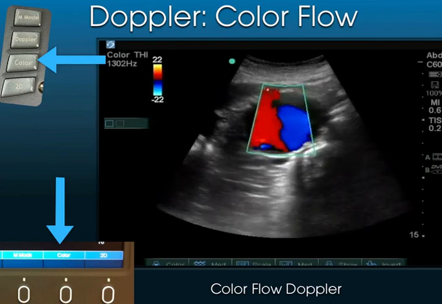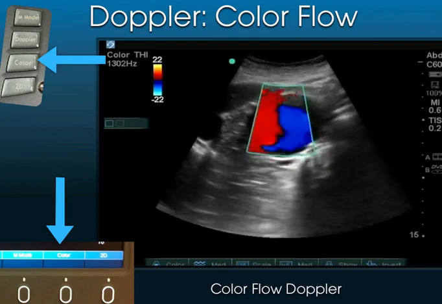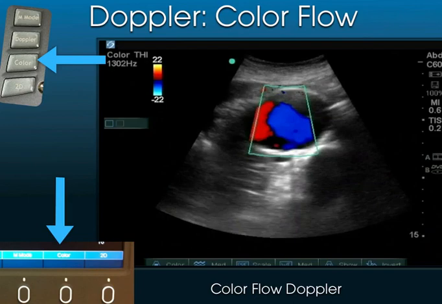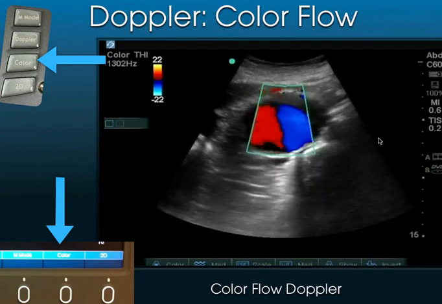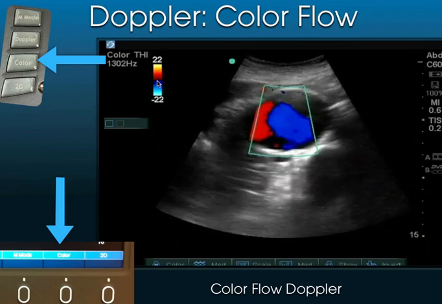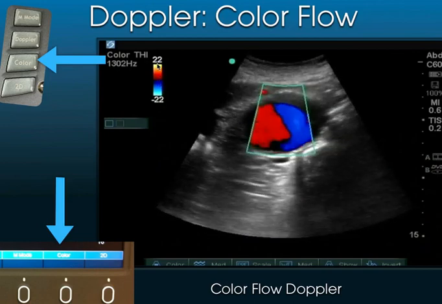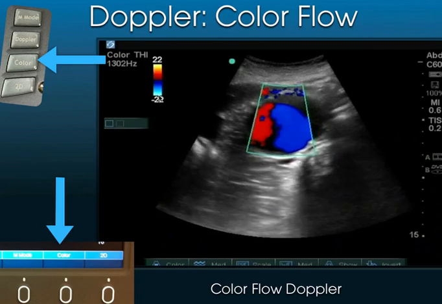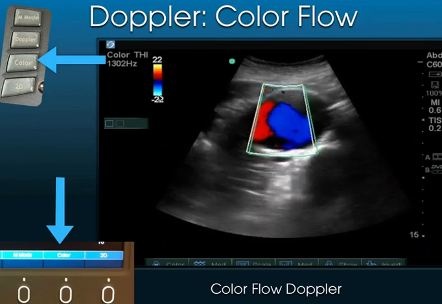Now, you may remember we talked about Doppler. I'm going to bring this up again because it's important with the valves. So remember with Doppler that you've got this scale here. What this means is the red is towards the transducer and blue is away from the transducer.